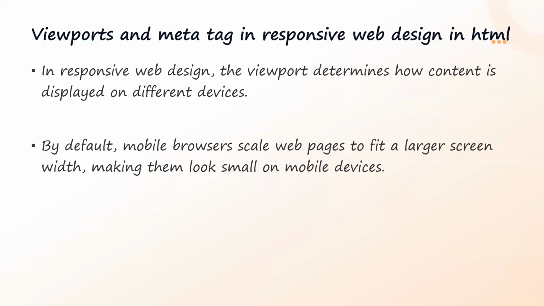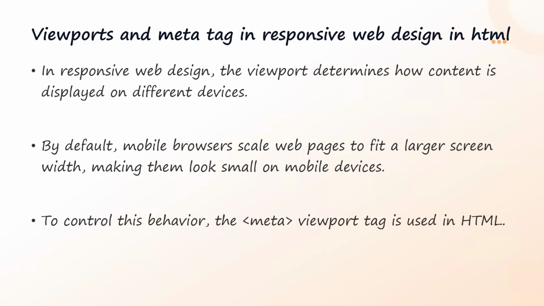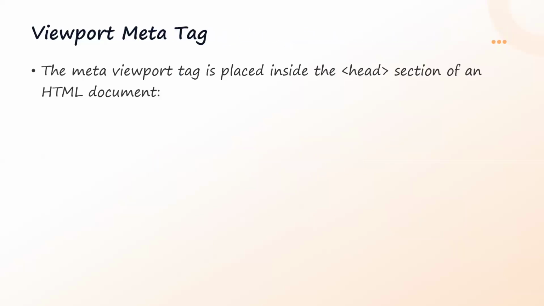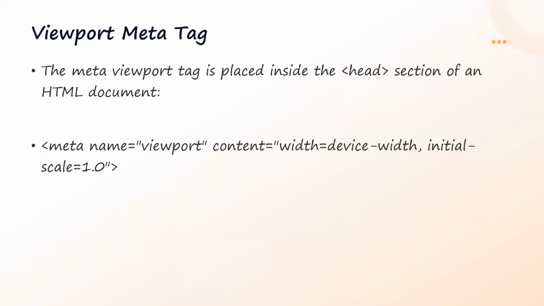So for you to override the default behavior of the mobile browsers, you can control this behavior by using the viewport meta tag. That is what we'll be looking at in this session. Now, the meta viewport tag is placed inside the head section of an HTML document. You already know this: all the meta tags are placed in the head section of the HTML document. Right now, we are trying to tell the browser, this is the information we need you to use to display our content.